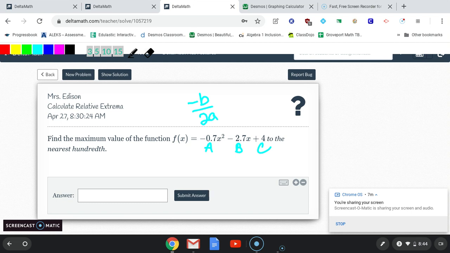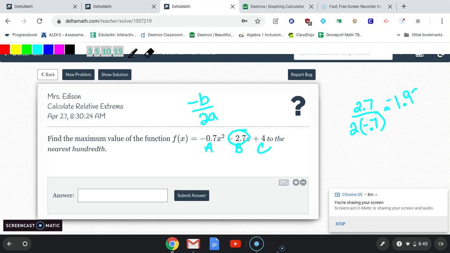So this is a negative already, so it's positive 2.7 divided by 2 times a negative 0.7. And that's going to give you your vertex when you do it. You're going to need a calculator. I am not going to pull Desmos back up on the screen because it's acting funny, but I'm going to do it on my phone. So that's negative 1.92.